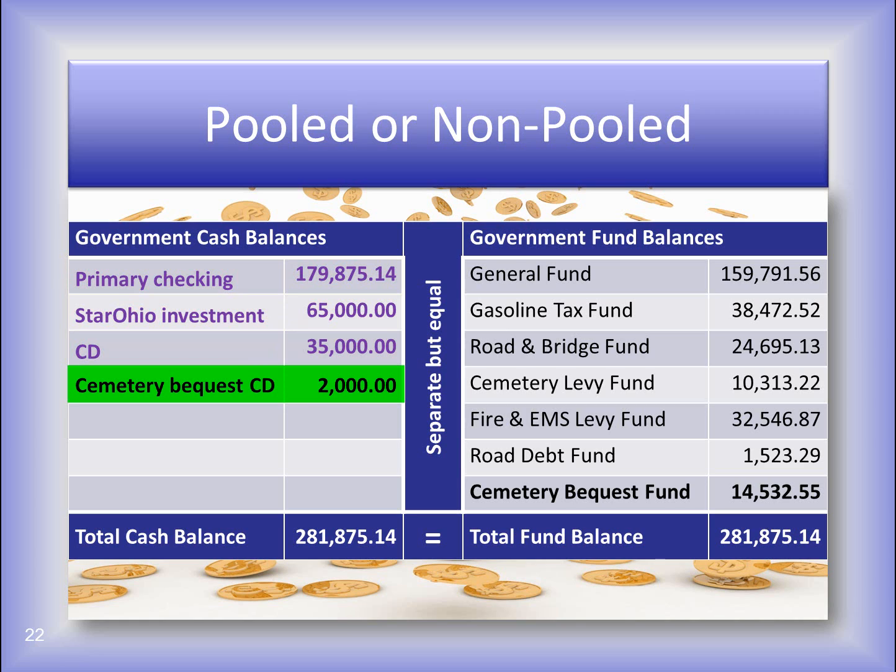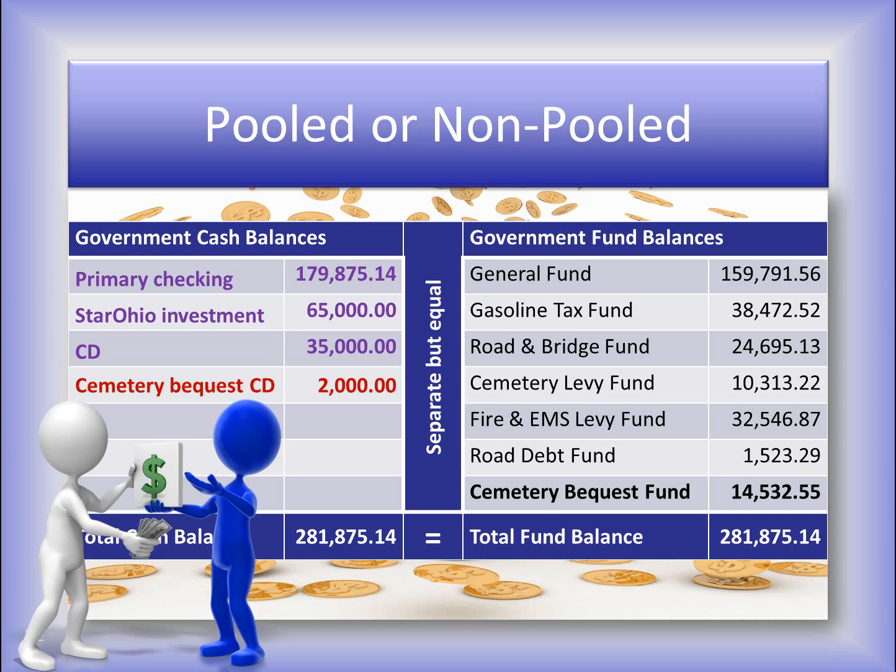The Cemetery Bequest CD is different. Our Cemetery Bequest Fund had a non-spendable balance of $2,000. In this case, the money was donated with a binding agreement. $2,000 is not spendable, but the interest and the remaining balance of the fund is spendable. The $2,000 is invested separate from all other money and attached to and is a part of the Cemetery Bequest Fund balance because of the strings attached by the giver.